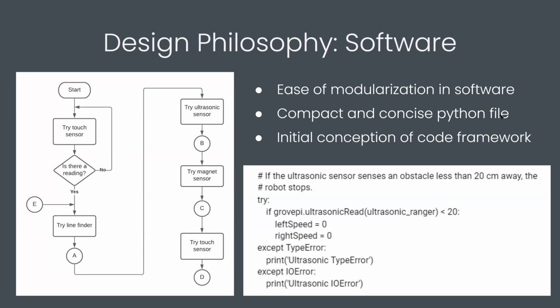Our initial conception of a software framework is depicted in the segment of flowchart to the left. The code would start with an ignition loop where it was constantly receiving input from the touch sensor. The touch sensor was used as an ignition button. As soon as it was pressed, the code exited that loop and entered the loop of the main code.